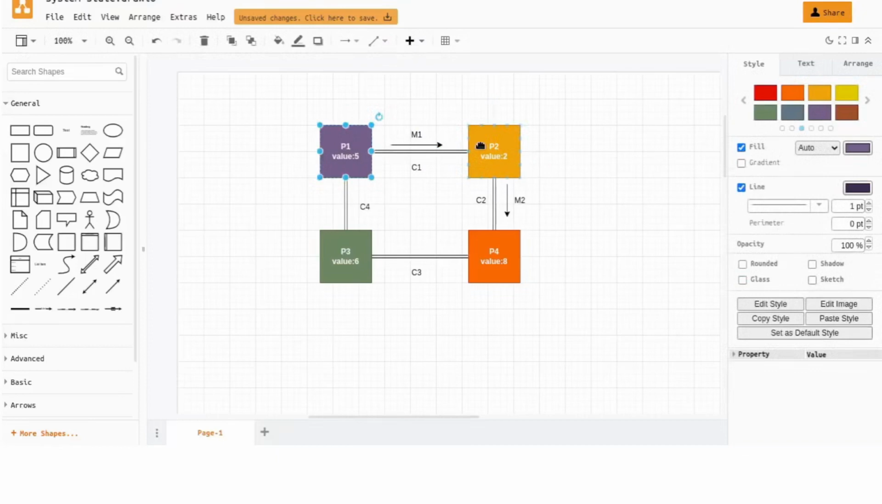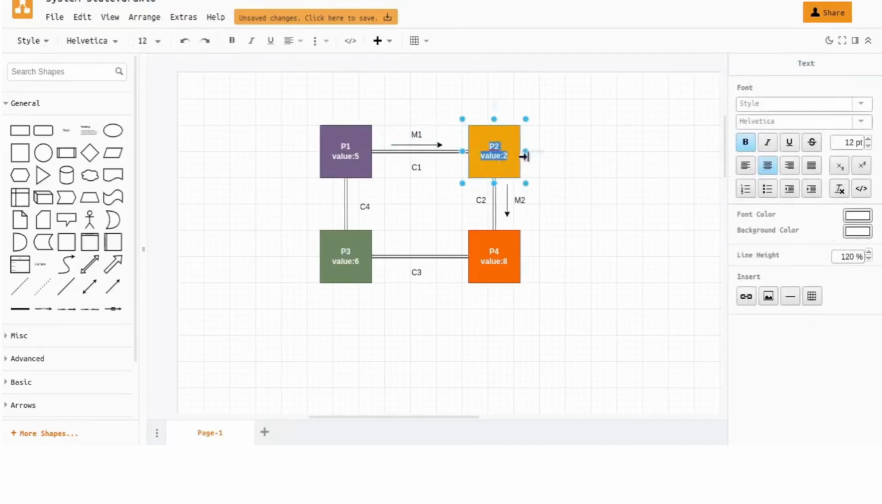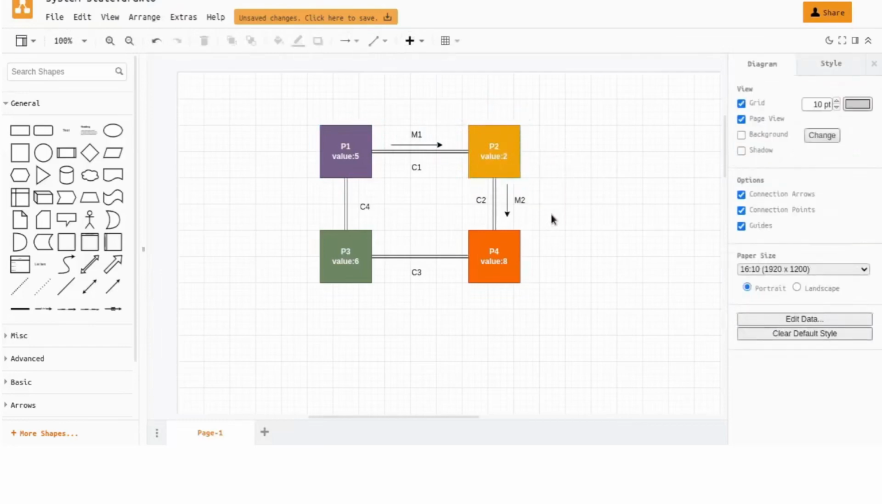So when P1 sends a message to P2, that process P2 will increment its value from 2 to 3. Super simple and super clear. The way we formally define our system is by saying the number of processes. So we have 4 processes. So this is the set of the available processes. We have P1, P2, P3, and P4. And how many channels? We have 4 channels. So this is the set of the available channels. We have C1, C2, C3, and C4.